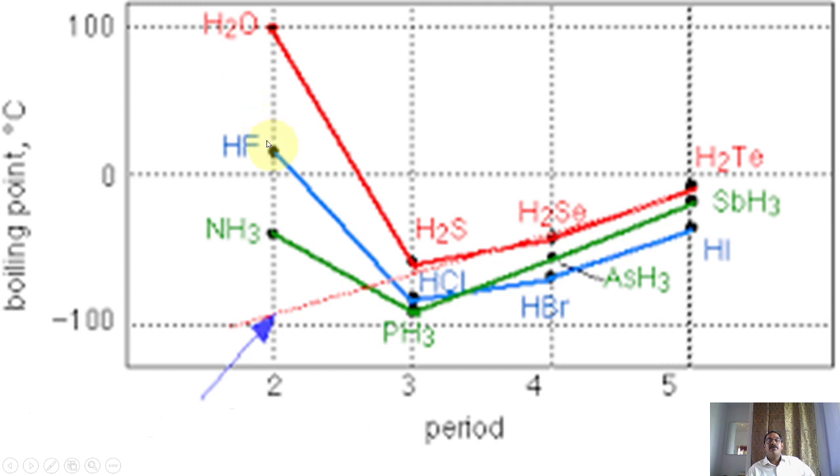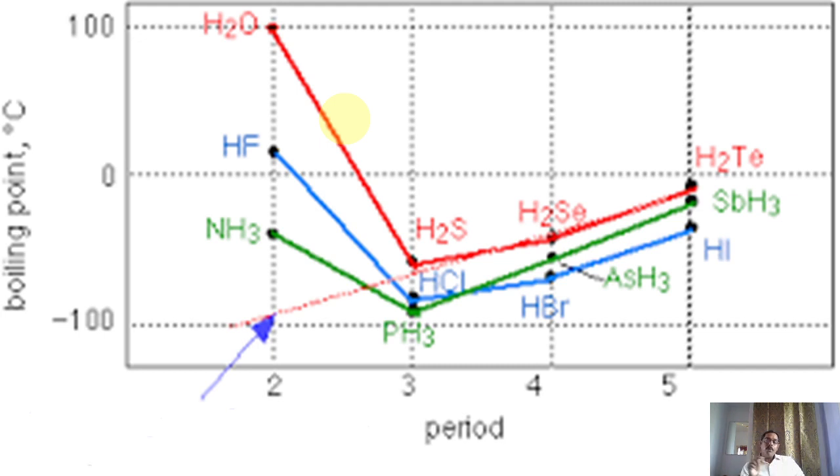Likewise, the next one is the fluorine group, the halogens: HF, HCl, the blue line, HBr and HI. Next is the nitrogen group: ammonia, phosphine, the green colored AsH3 and SbH3. These are the hydrides of p block elements, taken on the x-axis and matched with their boiling points, taken on the y-axis. Let us see the boiling points.